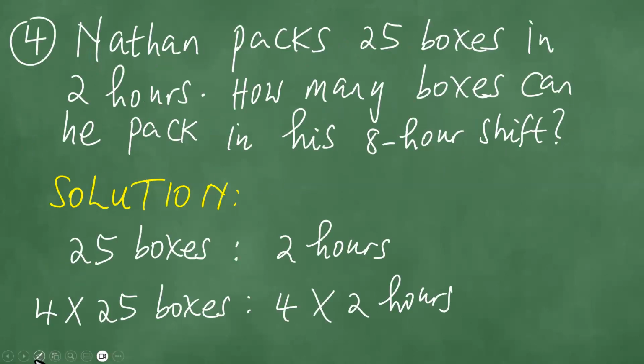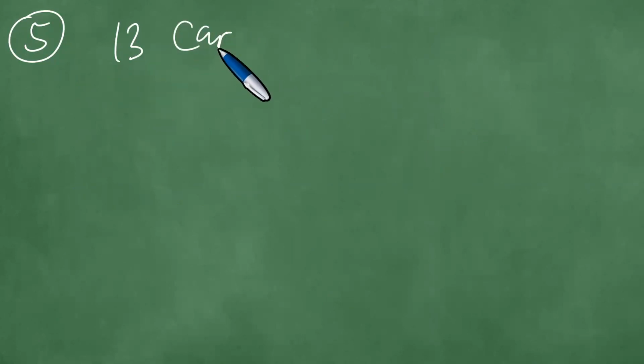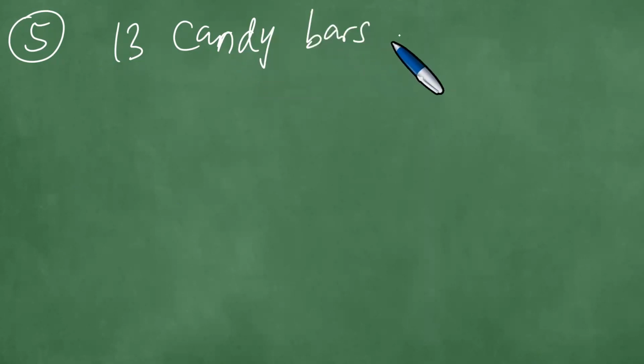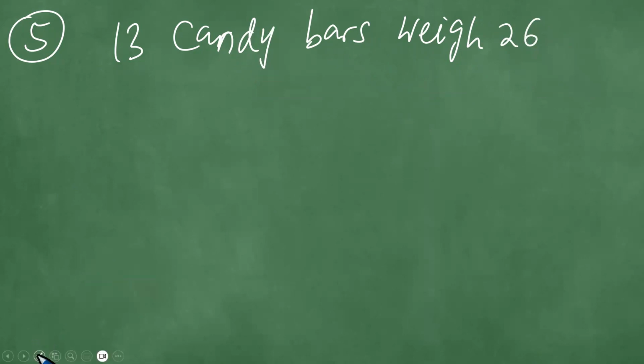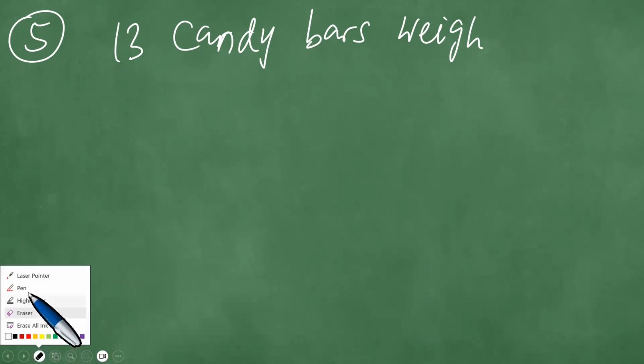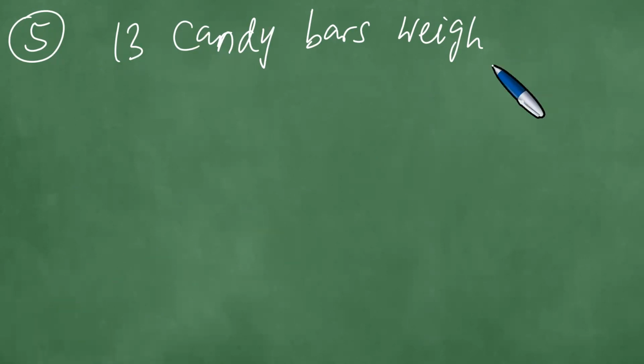So that's 4. I'm finishing these questions. There are not so many. 5. Okay, the candy question. 13 candy bars weigh 26 ounces. Right, so 13 candy bars weigh 26 ounces.